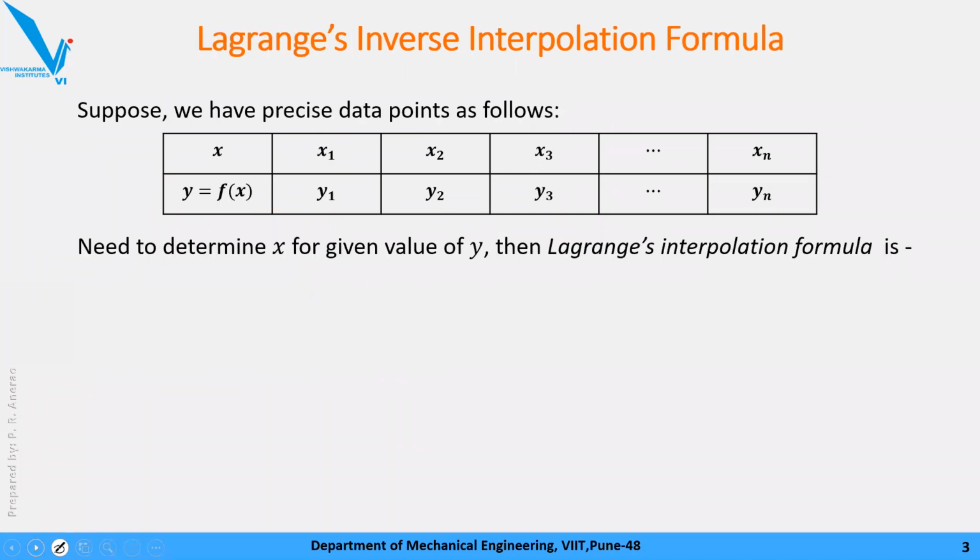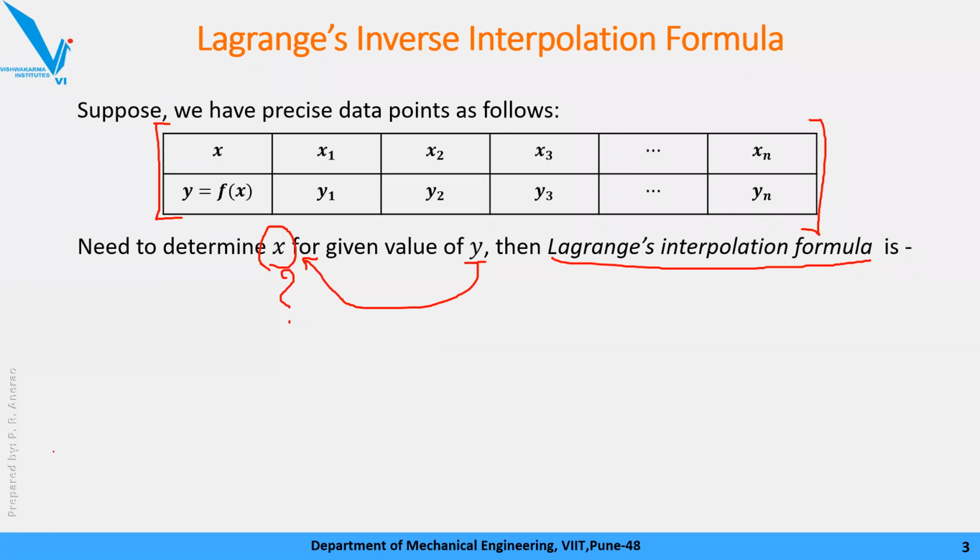So let's see. Assume that this is your data, and here we need to find the x value. The unknown is input x, and some value of y will be given to you. So the corresponding x value you need to evaluate. Precise data is given, and by applying Lagrange's interpolation formula, we should be able to calculate the x value.